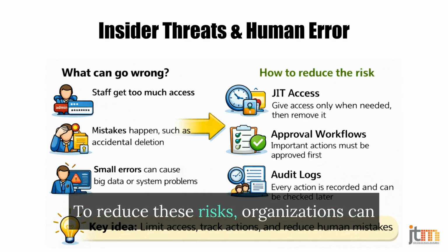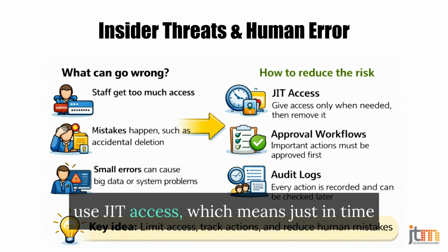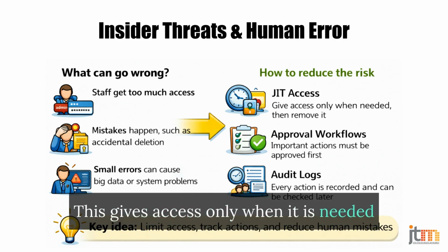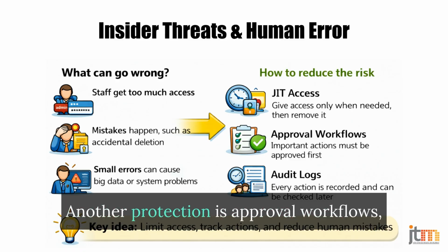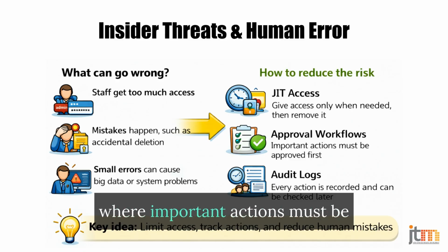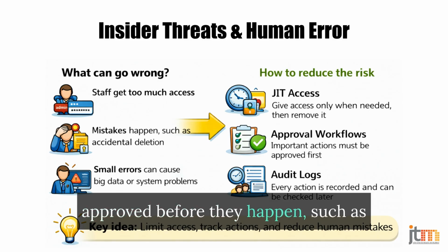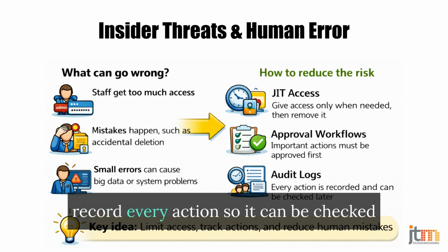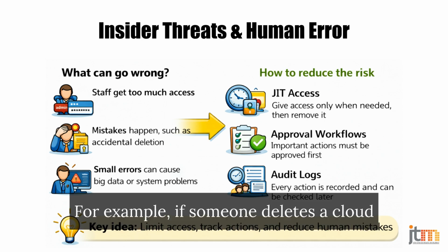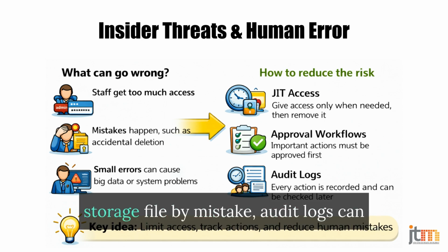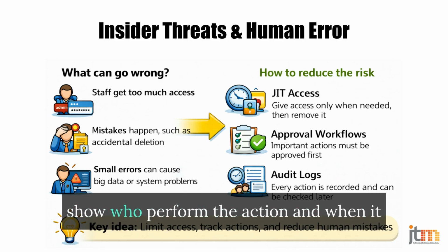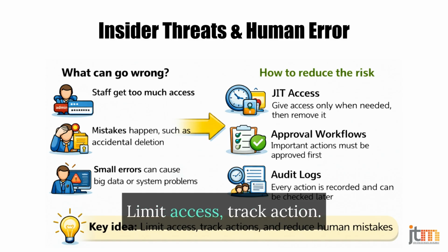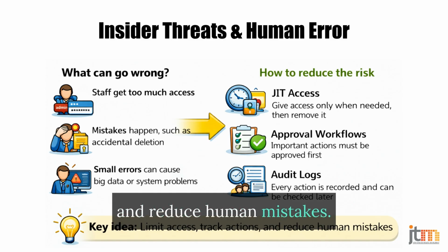To reduce these risks, organizations can use JIT access, which means just-in-time access. This gives access only when it is needed and removes it afterward. Another protection is approval workflows, where important actions must be approved before they happen, such as deleting a database. Organizations also use audit logs, which record every action so it can be checked later. For example, if someone deletes a cloud storage file by mistake, audit logs can show who performed the action and when it happened. The key idea is simple: limit access, track actions, and reduce human mistakes.